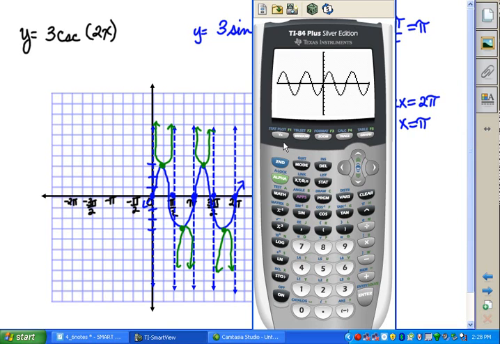Okay. Now let's look at the graph of 3 times cosecant of 2x. So one way you can enter that is 3 divided by sine of 2x. Okay. So you have vertical asymptotes everywhere there is a 0 on the graph of the sine, and then these mountains and valleys in between those asymptotes.